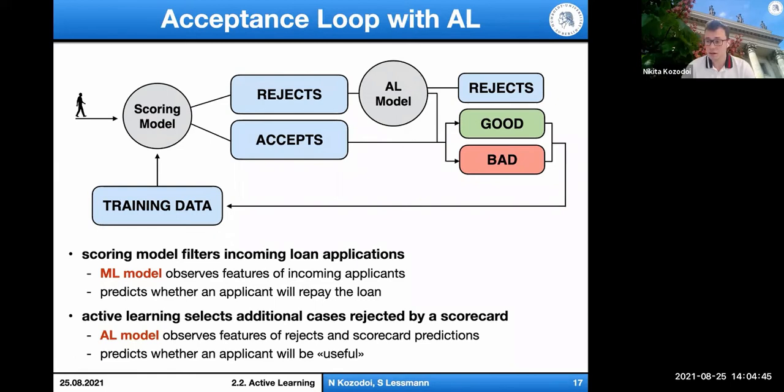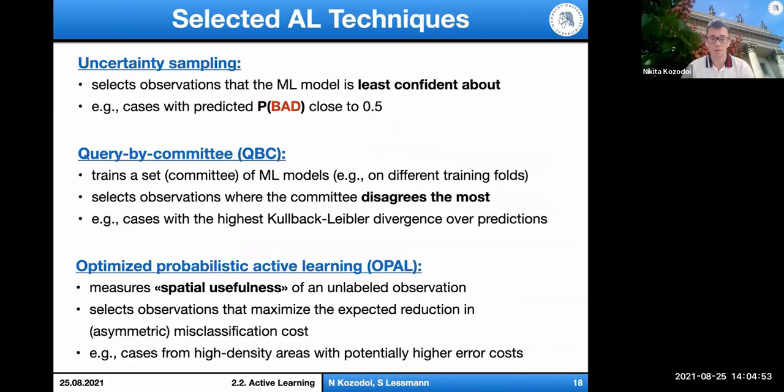In the project that we are currently working on, we are considering a set of active learning techniques, which are one of the most established and popular in the field.